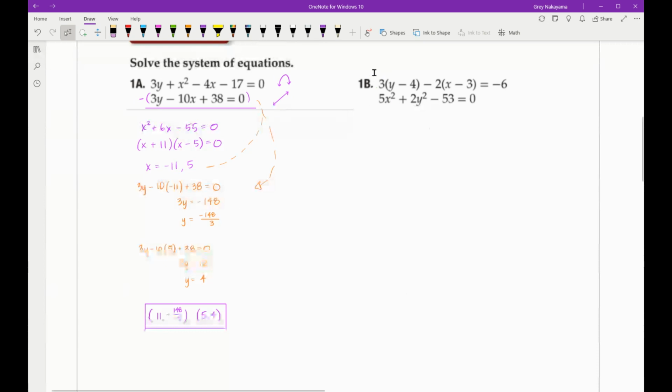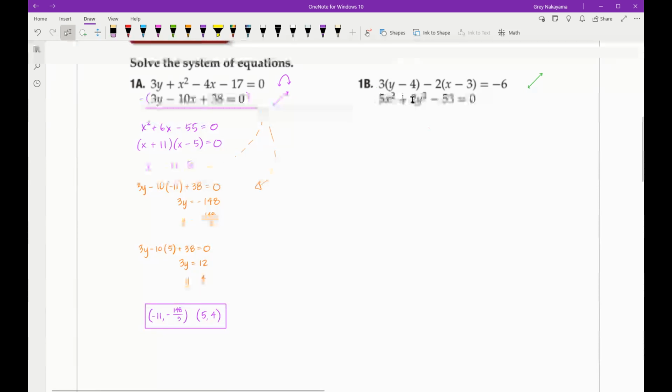Okay, look at 1b. I have 3 times the quantity of y minus 4 minus 2 times x minus 3 equals negative 6. That is, I hope you're telling me, not a conic section because nothing is squared. It is a line. And then I have 5x squared plus 2y squared. So I have 2 variables that are squared, and it's a plus, so it's either a circle or an ellipse.